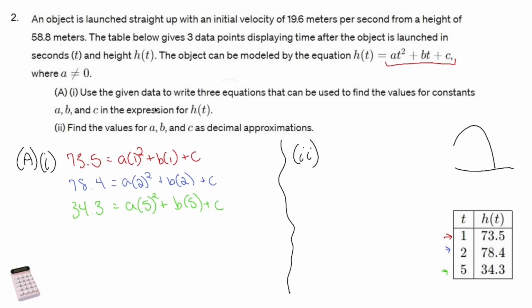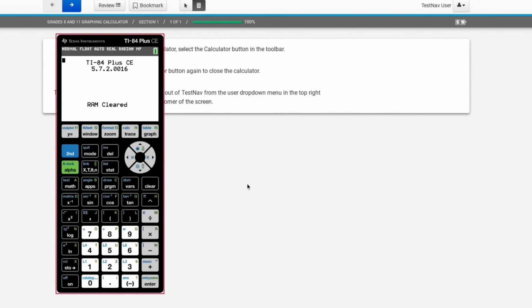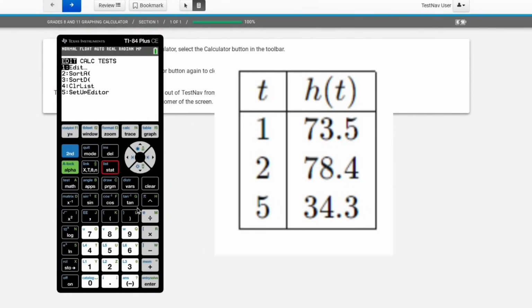Okay, the double I. Find the values for A, B, and C as decimal approximations. Well, we know that this is a calculator problem, so I can run to my calculator and use quadratic regression. Let's run over there and do just that. Quadratic regression, just like any regression, starts with you going to stat, hitting edit, and plugging in the values that you had. The 3 t values were 1, 2, and 5.